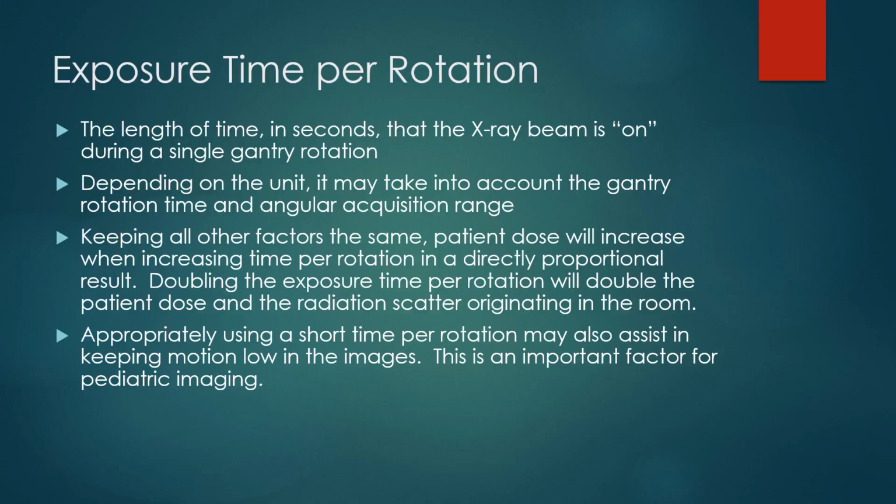Exposure time per rotation is the amount of time set in order for the gantry to make one complete rotation. Longer rotation times will produce a higher exposure, however they could introduce motion of the patient. Increasing or decreasing the time per rotation will have a proportional relationship with dose to the patient. Doubling the time, for example, will double the dose to the patient.